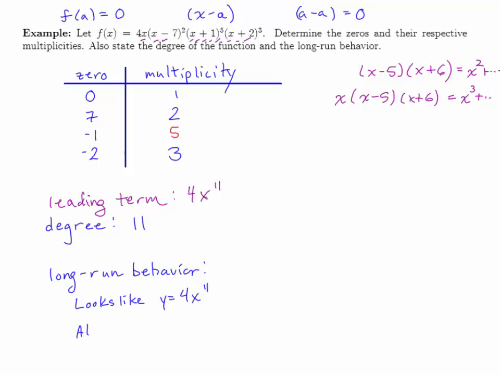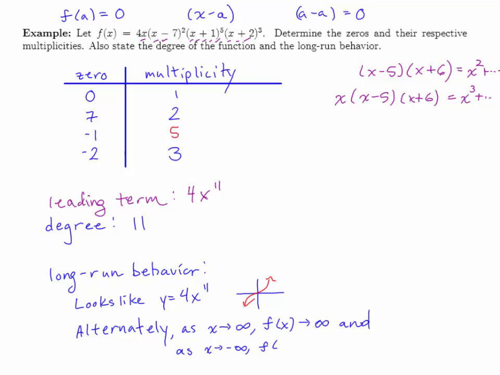Alternately, we could say something about what happens for really large values of x. So y equals 4x to the 11th is going to be an odd polynomial function, which will go like this. And so what we're really stating when we state that is that as x goes to infinity, we know that f of x will go to positive infinity. And as x goes to negative infinity, we know that f of x will go to negative infinity.